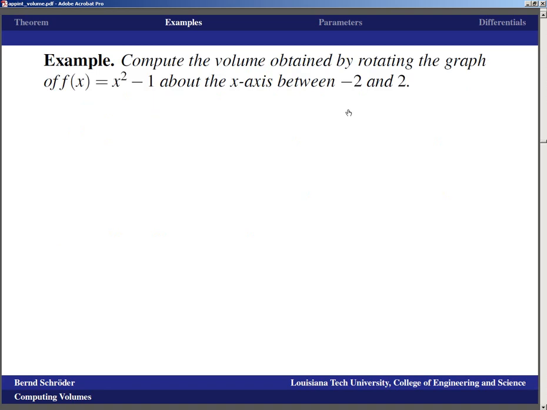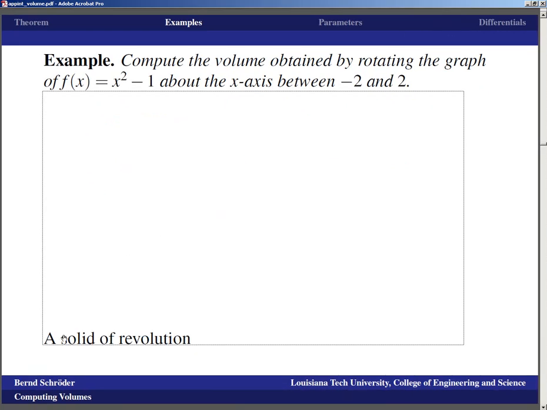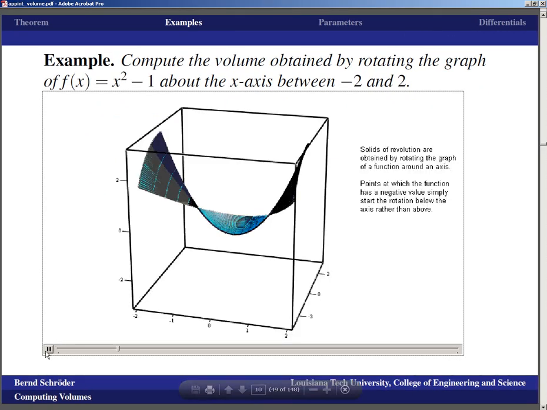So I want us to compute the volume that is obtained by rotating the graph of f(x) equals x squared minus 1 about the x-axis between -2 and 2. What does that look like? Well, that is a solid of revolution. And so, as I have to explain to my computer again that I'm trustworthy, this is a solid of revolution. What do we do here? We take the graph f(x) equals x squared minus 1. That's the graph, going from -2 to 2.